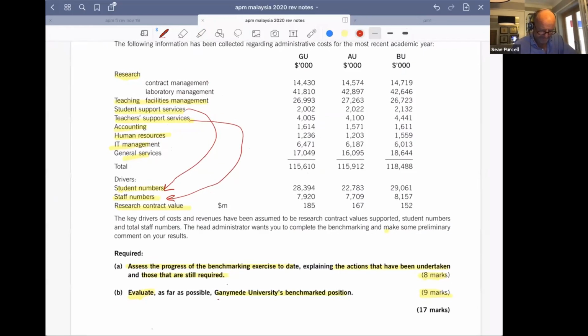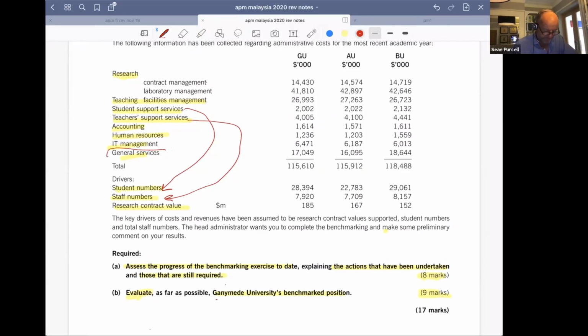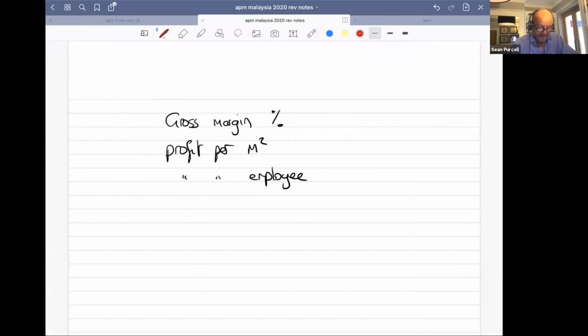There's quite a big figure here, general services. What is that? That's pretty big compared to the others, and I'd like to know what that consists of. So other things in the way in which we talk at APM level: gross margin percentage, profit per meter squared, per employee. Yeah, you have to contextualize your numbers.